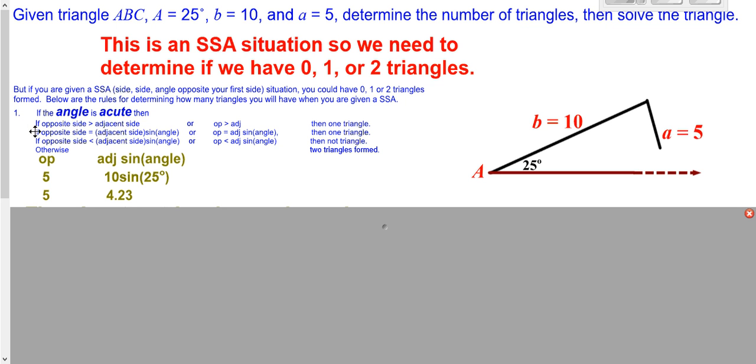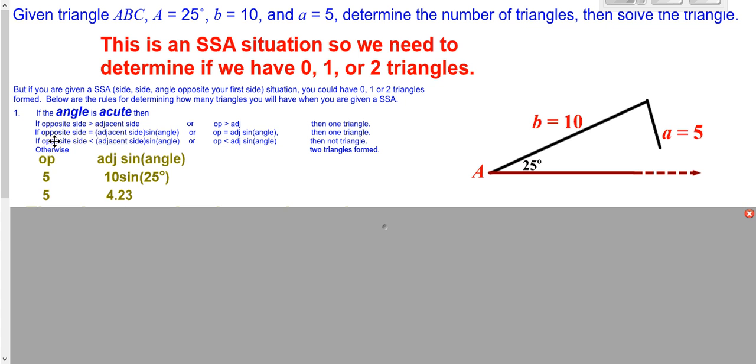So now I go ahead and take a look at these next two. It's always, for both of them, opposite side, and then over here it's adjacent, and then sine of the angle. So I put down opposite, adjacent, and sine of my angle. My opposite of my angle is 5, adjacent, the side next to my angle, is 10, and then I go to the sine of my angle. Now, I'll type this into my calculator, and I get 4.23. So, opposite side's 5, this is here. I know it's not this one here that says equals.